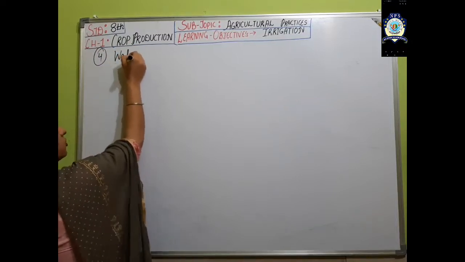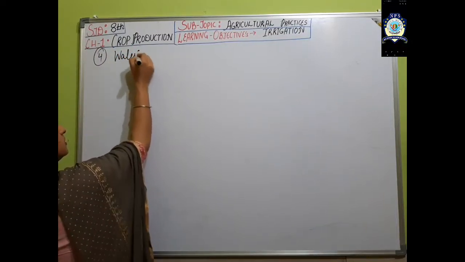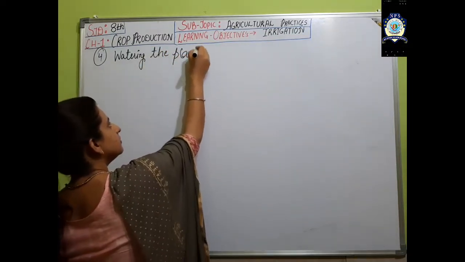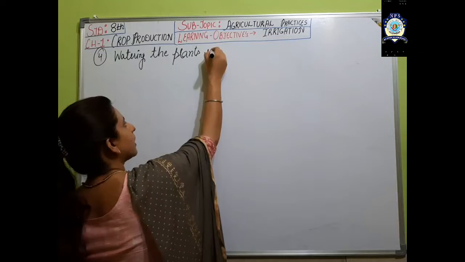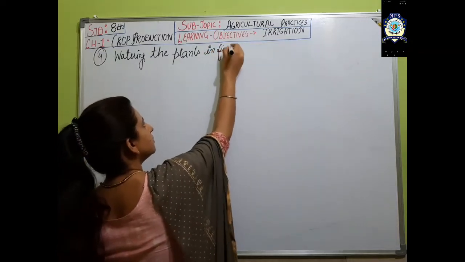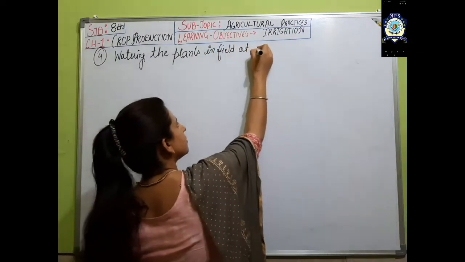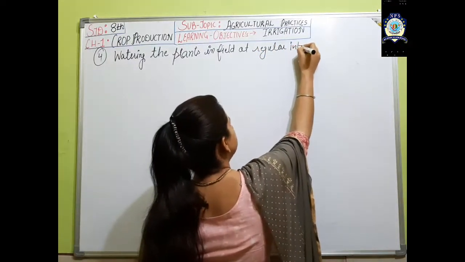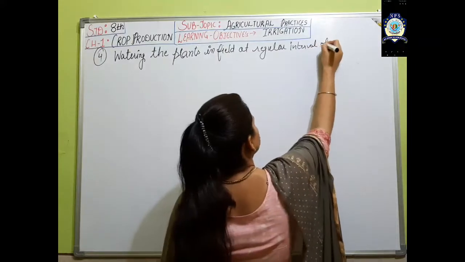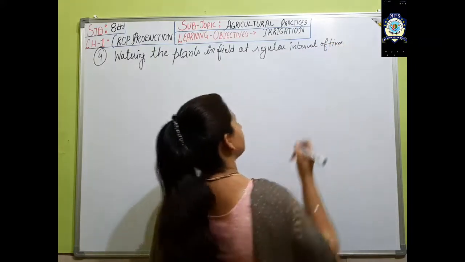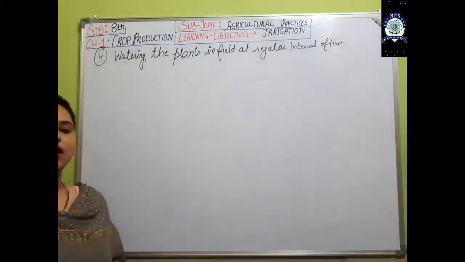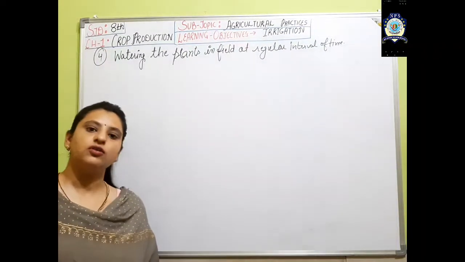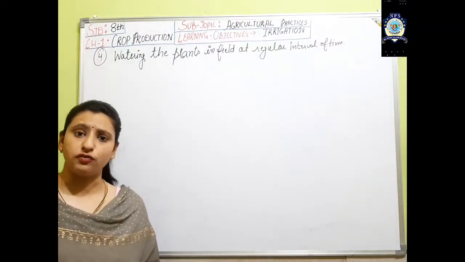So what is going on? We are watering the plants in the field at regular intervals of time. And we know that in our country, many farmers are dependent upon the rain for the watering of the plants or watering of the crops.